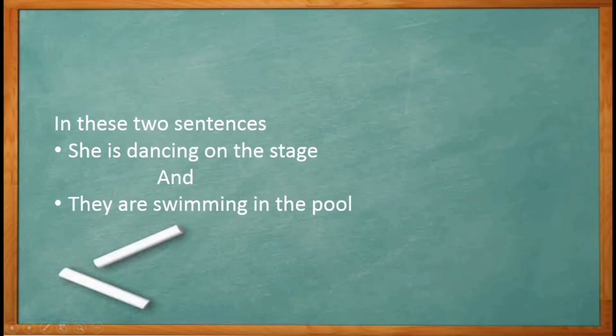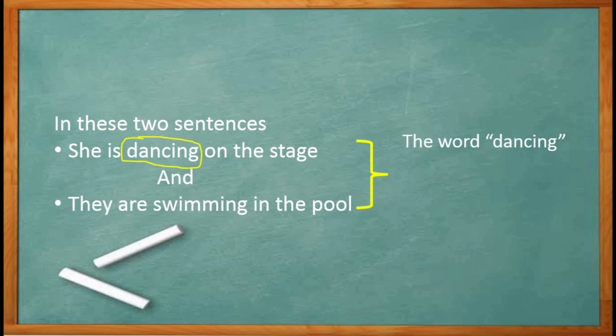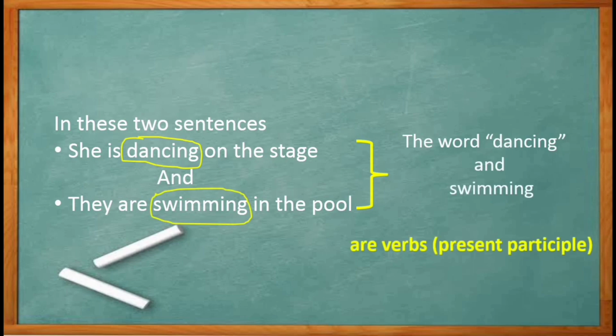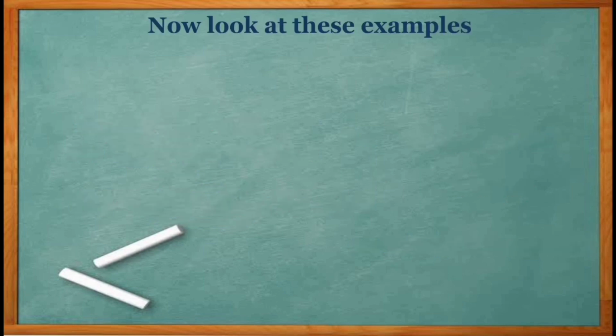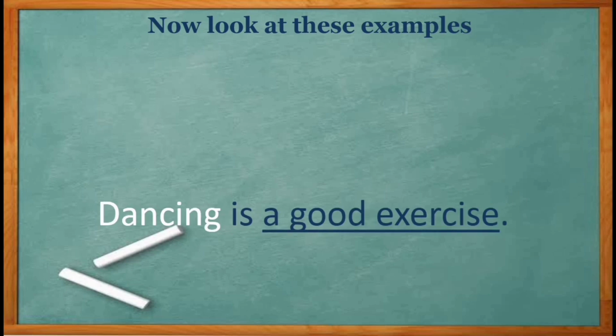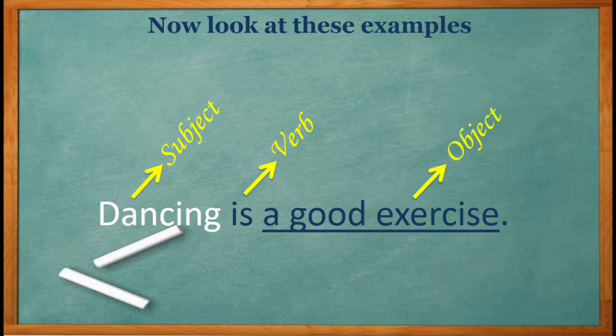In these two sentences, the words dancing and swimming are used as present participle verbs, so they are verbs, not gerunds. Now look at these examples. Dancing is a good exercise. In this sentence, dancing is used as the subject of the sentence, is the verb, and a good exercise is the complete object of the sentence.